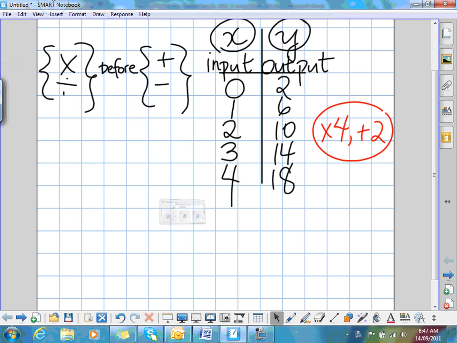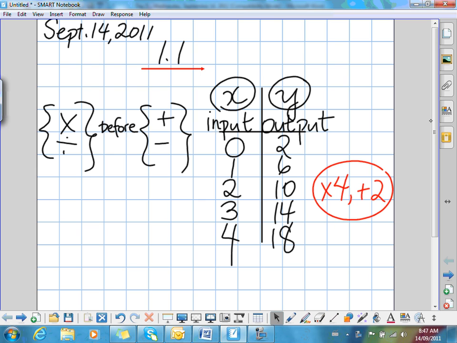Okay, so this is a continuation of lesson 1.1 that we did yesterday on finding the pattern rule. So we determined that the rule for this table is times 4 plus 2. So we're going to graph it now, okay?